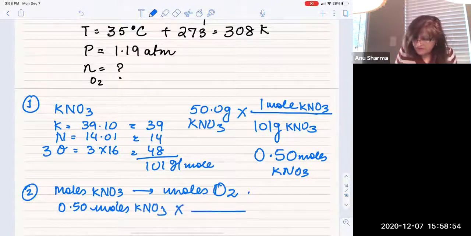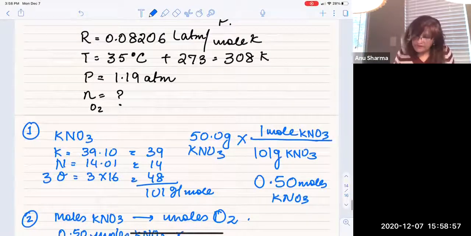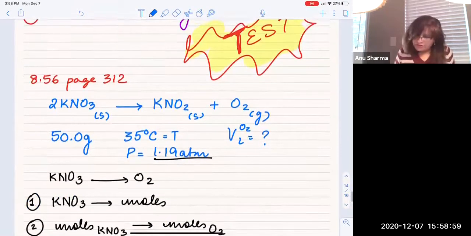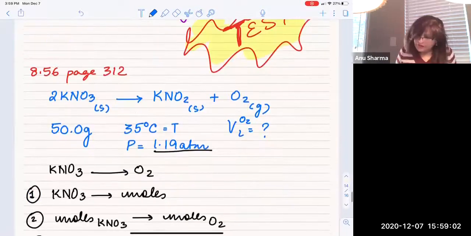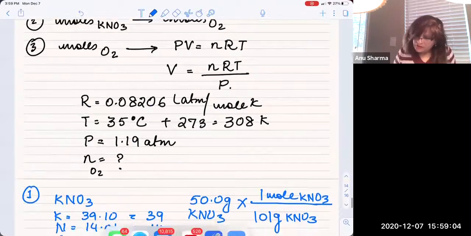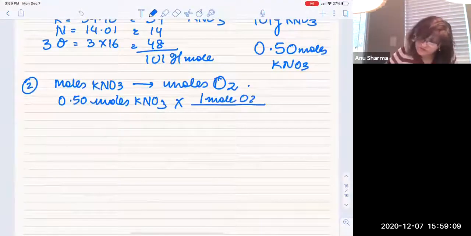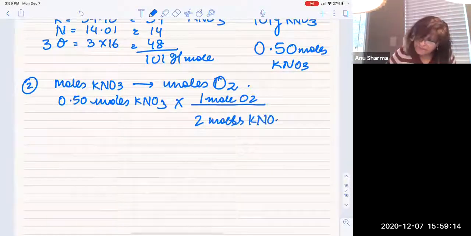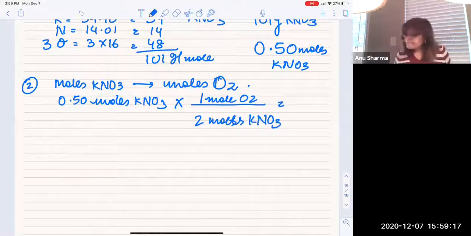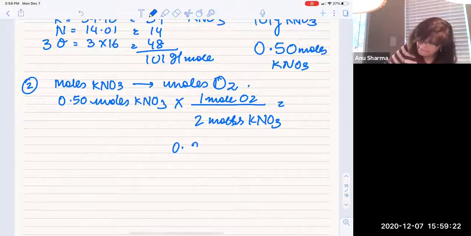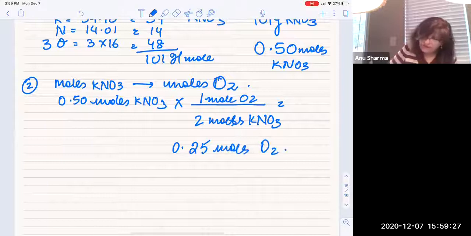Moles of KNO3 times, now you look at it here, a 2 to 1 ratio. So 1 mole of oxygen per 2 moles of KNO3, divided by 2 would equal 0.25 moles of oxygen. Okay, so now the third thing is just plug it into the numbers.